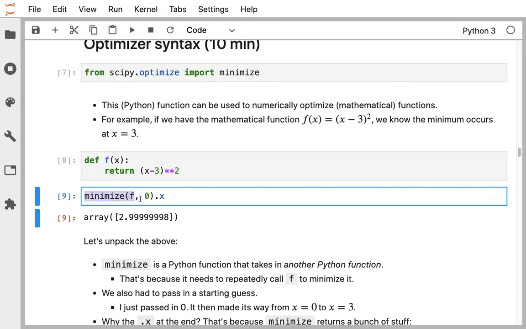So in the programming course, we did talk about the idea that you could pass functions into functions, but I'm not sure we had an authentic use of it until now, or at least I can't remember that we did. But that's what we're doing here. And so why do we need to pass f into minimize? Because minimize is going to call f a bunch of times in order to minimize it.